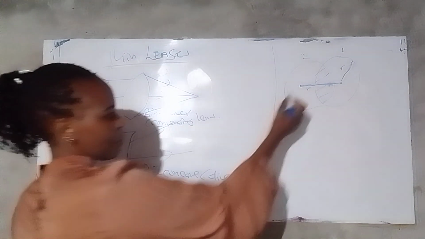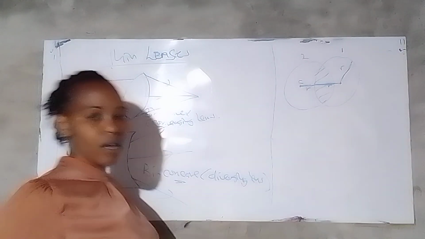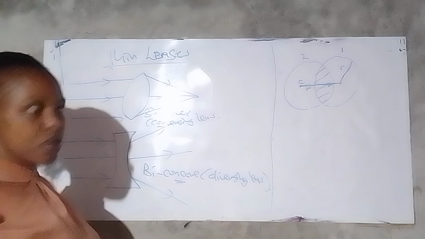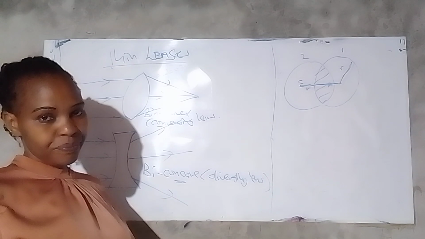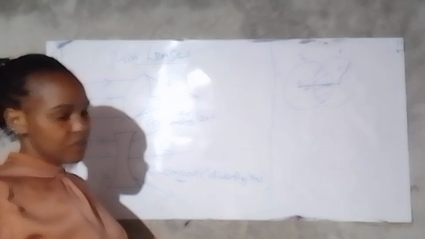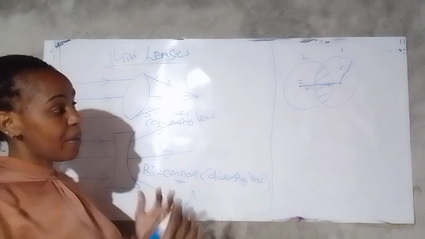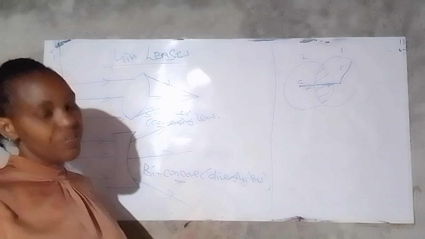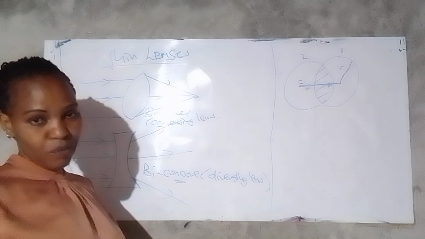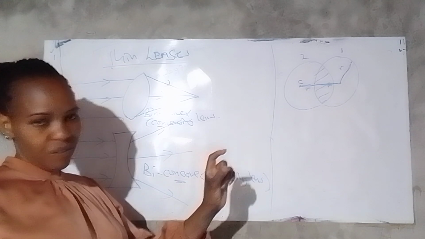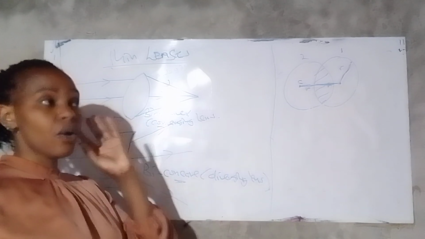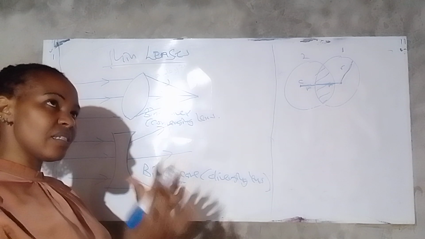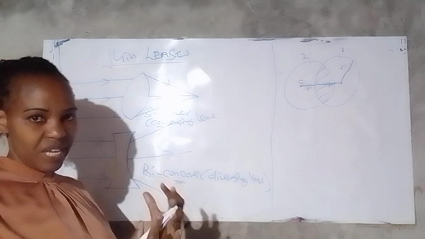So this center, we'll be calling it the center of curvature, which is the center of the sphere from which our lens is part of that sphere. This is the center of a sphere. Remember, I want you to see these lenses as if they are coming from these spheres.